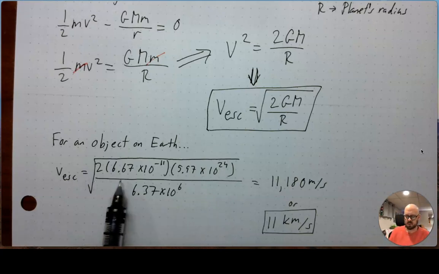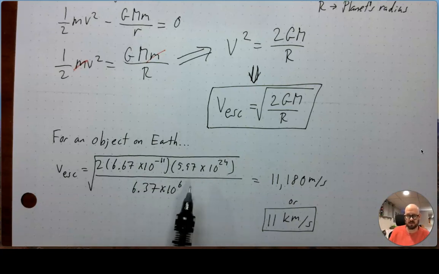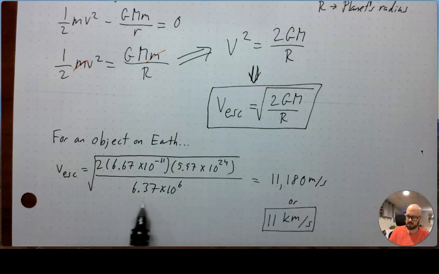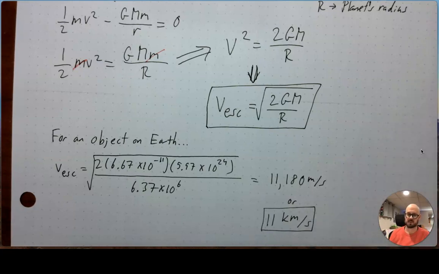So 2 times the gravitational constant times the mass of Earth, so about 6 times 10 to the 24th kilograms, divided by the radius of the Earth, about 6.4 times 10 to the 6 meters, and then the square root of that. So if we find the escape velocity of an object relative to Earth, we get 11,000 meters per second, or about 11 kilometers per second.